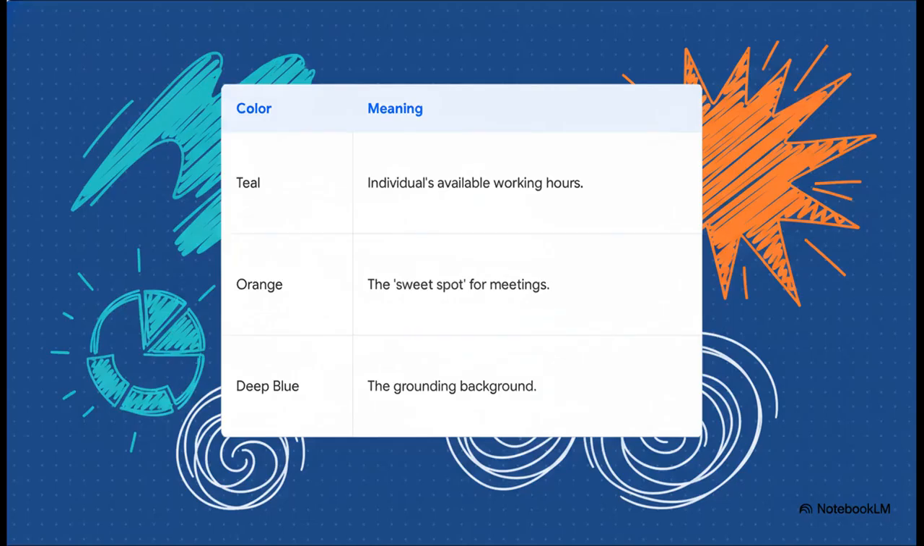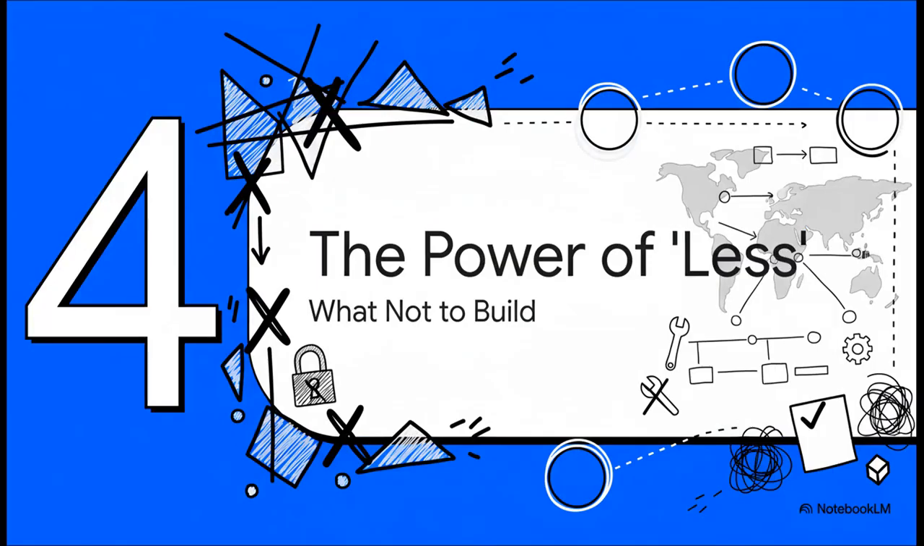Period. Even the color palette here is doing some serious heavy lifting. The deep blue background, it's calm, it gets out of the way. Teal just represents an individual's availability. It's just information. But that orange practically screams, hey, book this time right here. The colors are what make the whole thing so intuitive at a single glance. And this all leads to an even bigger, more powerful idea, which we're going to dig into next.